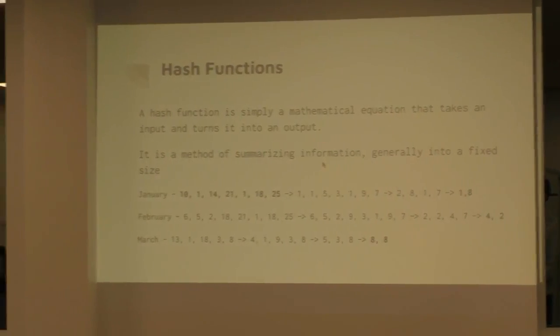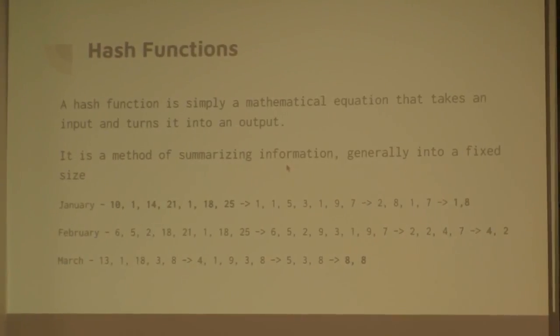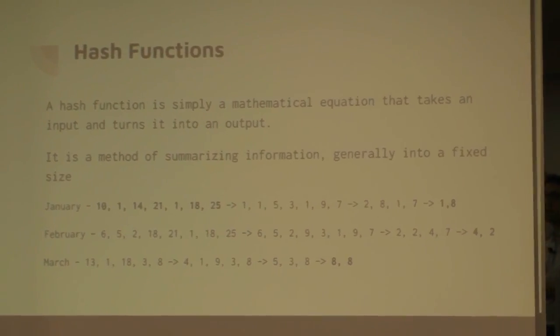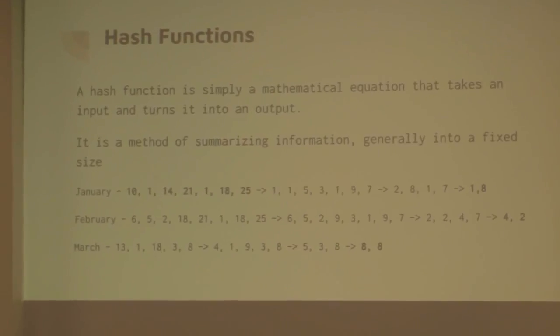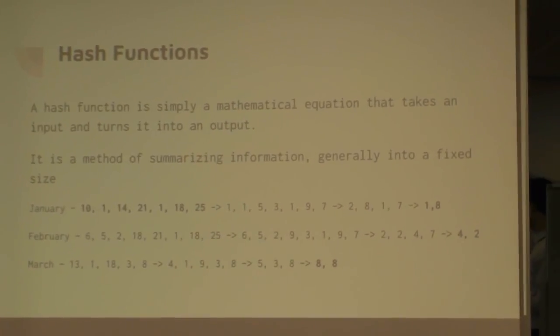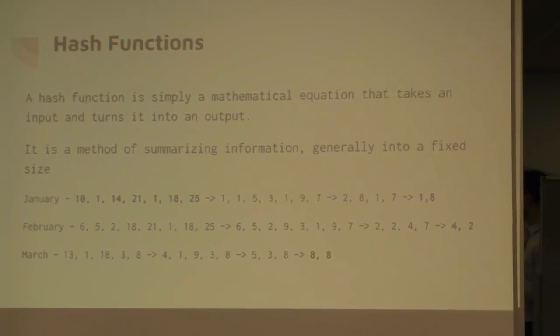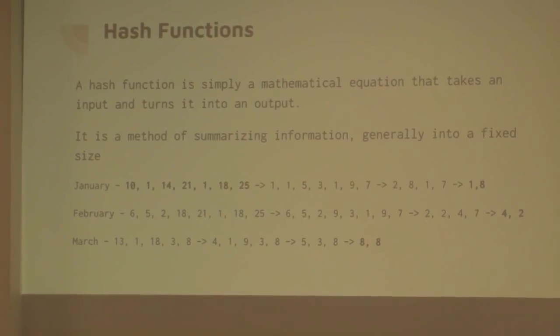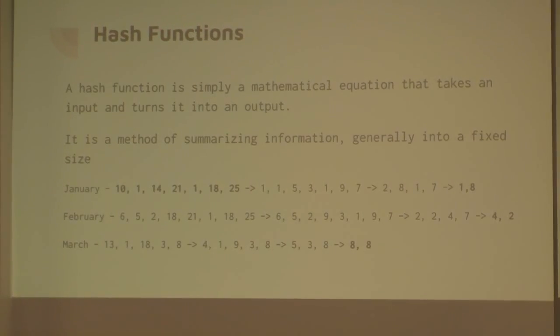All right, so let's start with hash functions. A hash function sounds complicated, but it's simply a mathematical equation that takes an input and turns it into an output. You can take any number, you can take a book, you can take a document, anything that you can type up on a computer. You put it through this mathematical function, and it gives you an output, and that's called a hash function. It's a way of summarizing information. Generally, the original point was to take a lot of information, like an entire book, and compress it into much fewer characters.